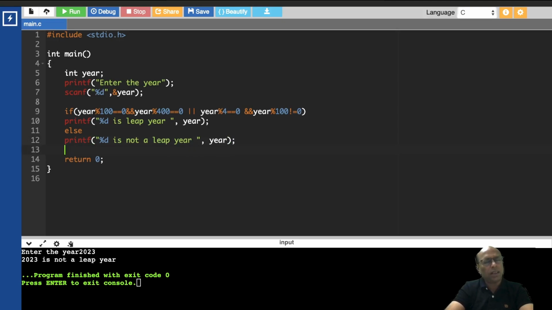Yeah, but in this whole expression, one condition is not required. Which one? This condition is not required. Why? Because if a year is divisible by 400, obviously it will be divisible by 100. Therefore, this can be knocked out.